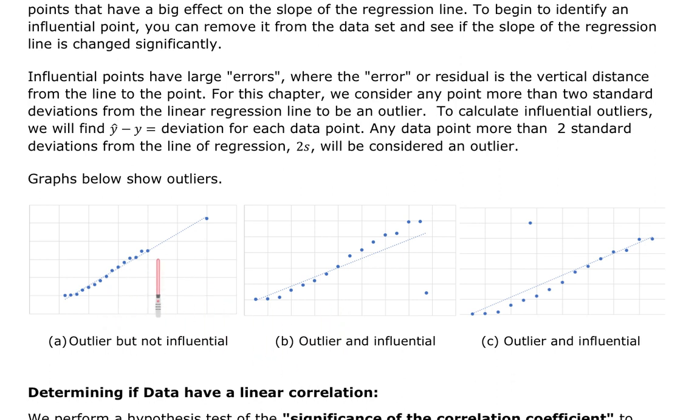Now, if you notice, these data points and these data points and these data points are all the same, with the exception of this outlier. If I move this outlier down here, you can see the line has moved down. So this is an outlier and it's influential.